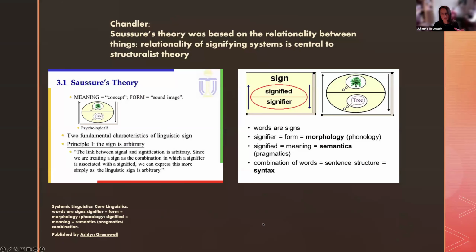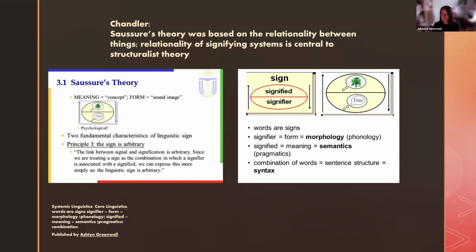So this reading from Chandler I included because I thought it did a really clear job of consolidating or compressing down a whole lot of really complicated information. So if you remember very little about semiotics, I hope you'll remember this. Saussure's theory was based on the relationality between things. So relationality of signifying systems is central to structuralist theory. And you have this little image here in the box. So meaning equals concept, form equals sound image.